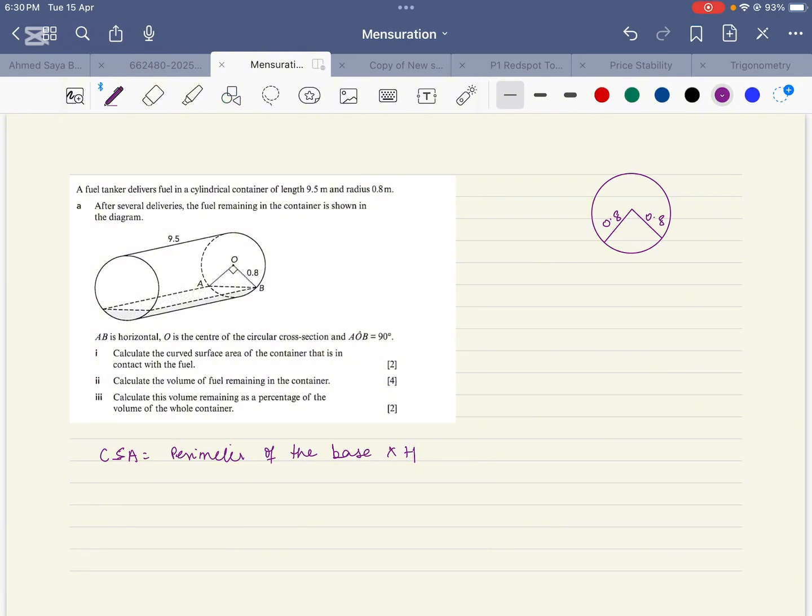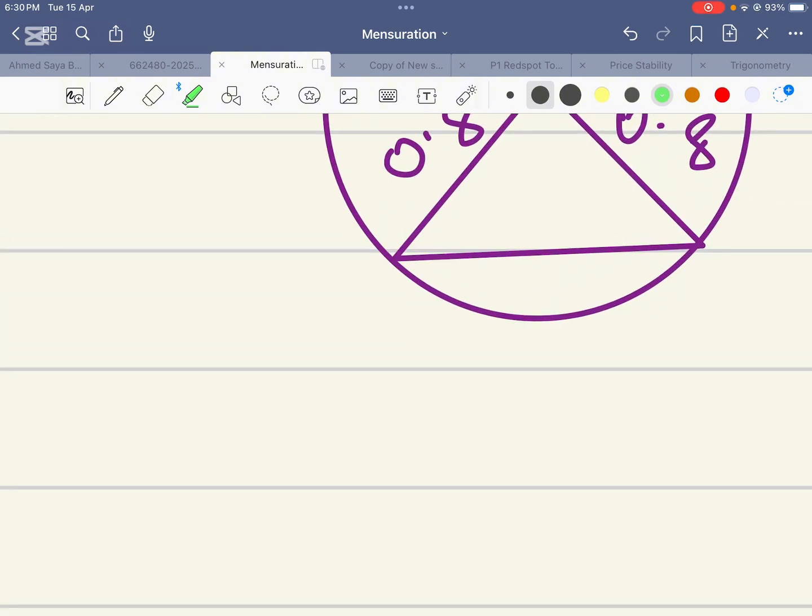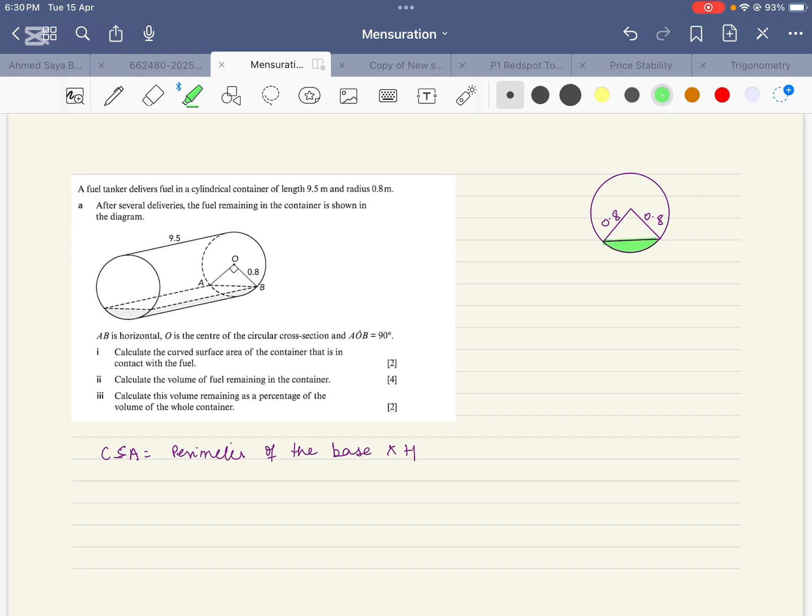How? With a chord. This is a chord. This forms a segment with the chord. So basically area of the base which is in contact with the fuel is just this much. So we first have to find perimeter of the base. How do we find perimeter of the base? First we find out the arc length.